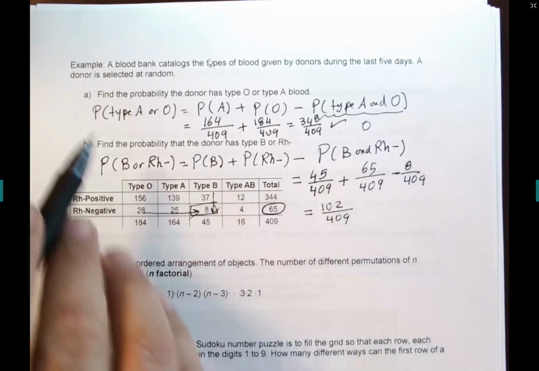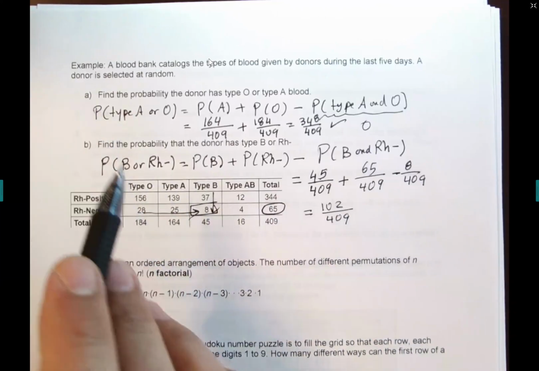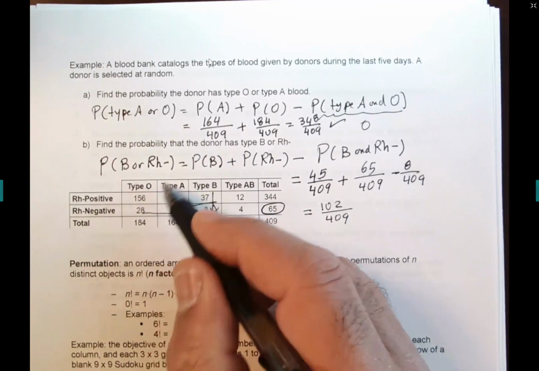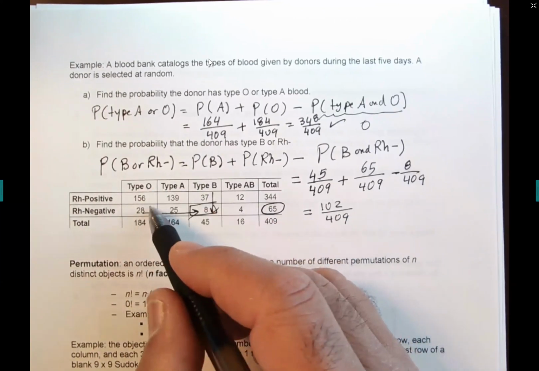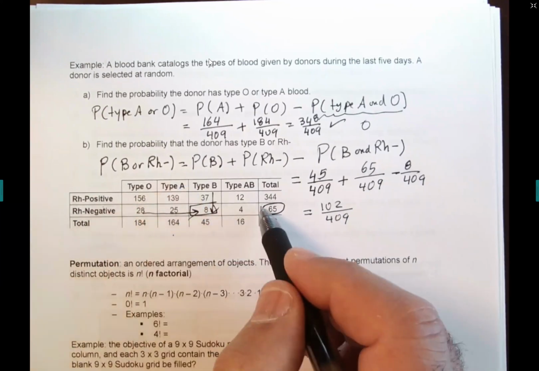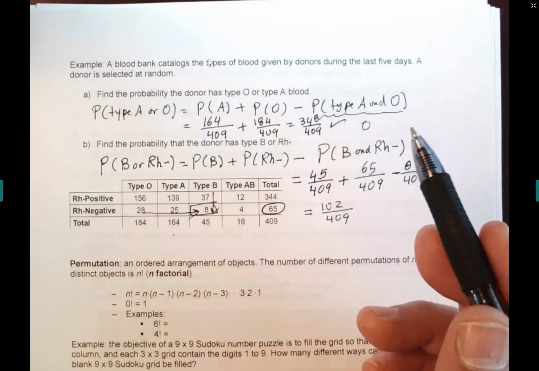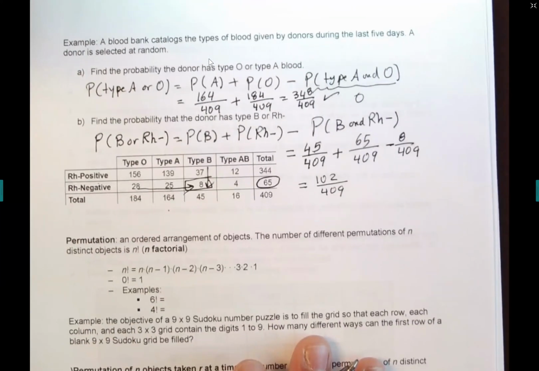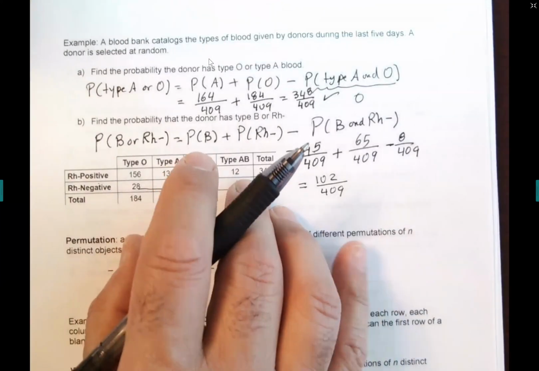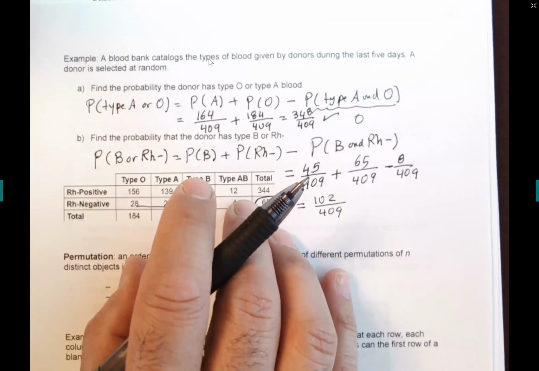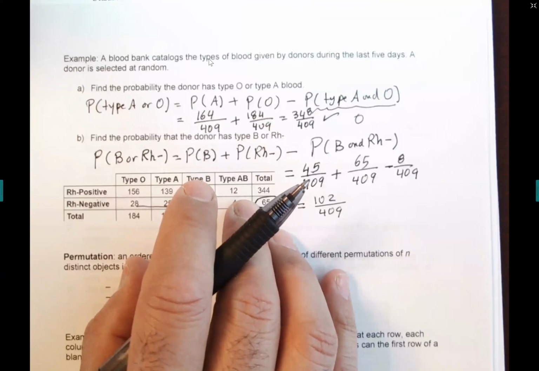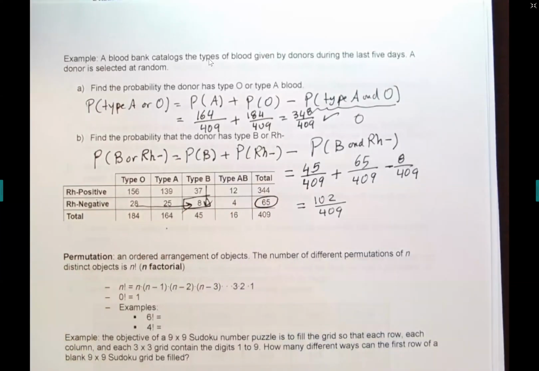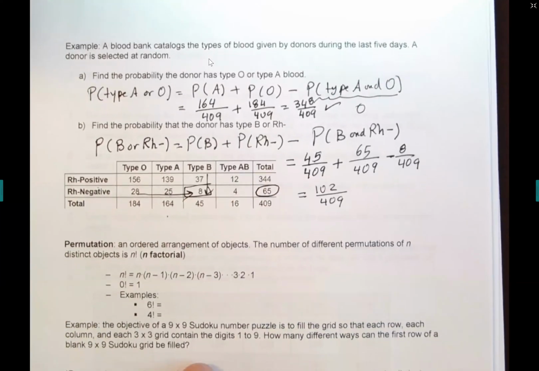Guys, did you see in part A that there was no overlapping? Watch. This is type A and this is type O. They cannot overlap because they're both vertical lines. In order for overlap to happen, you have to have a vertical line and a horizontal line. That's why we had a 0 there. There is no overlapping. All right. So this is another application. This is a typical question you could probably see on the test with the addition rule of probability. You can use this example.